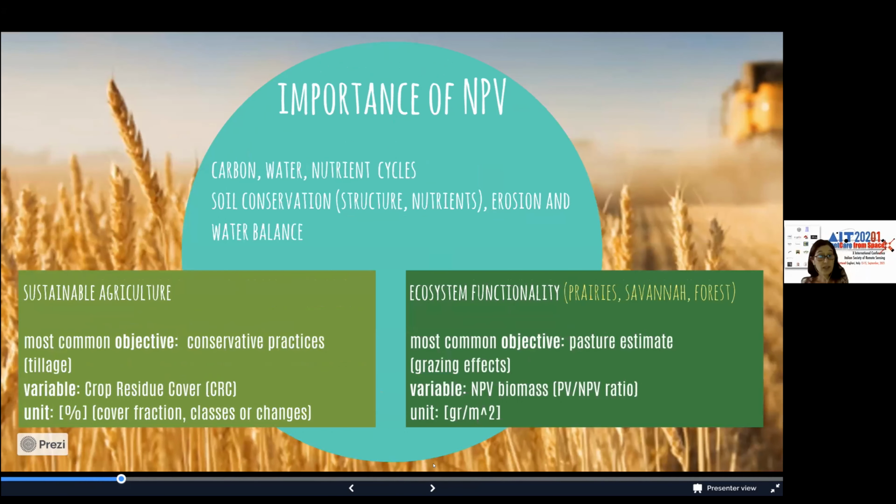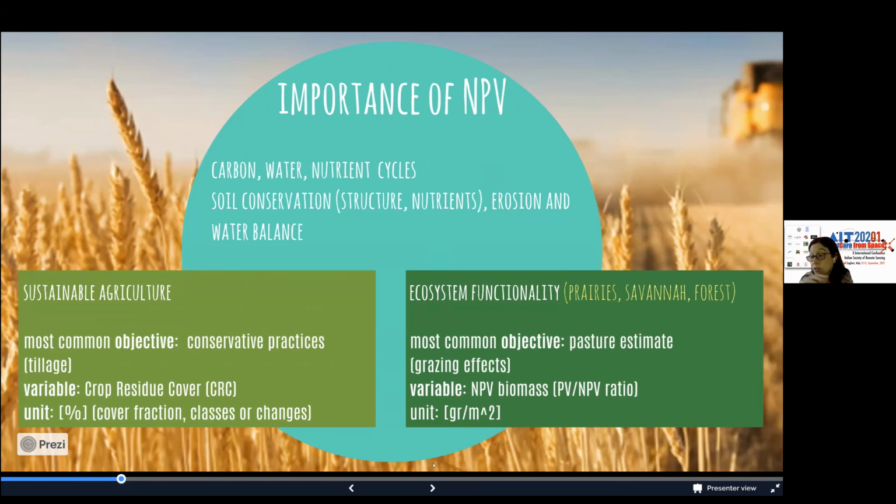So looking at the literature, the importance of NPV is connected there because it plays a role in the cycling of carbon, nutrients, and water, and is important in soil conservation since it increases the carbon attraction and water holding capacity in soil while reducing the runoff and erosion.